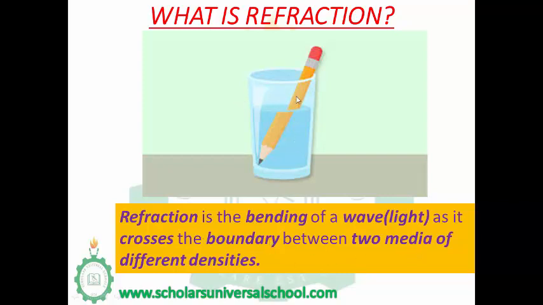Look at the image here, the diagram here. There are two different densities here, that is the air and the water. This object inside it looks broken because of refraction. When light crosses the boundary between two media of different densities, the light will bend. So the bending of the light rays makes the pencil here look broken.